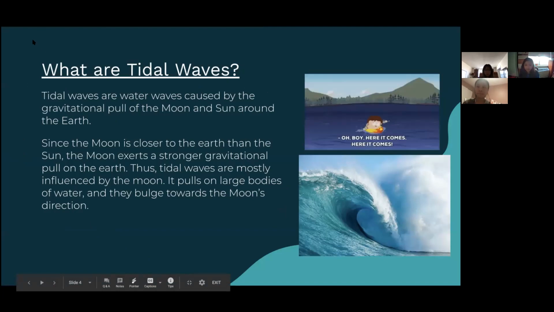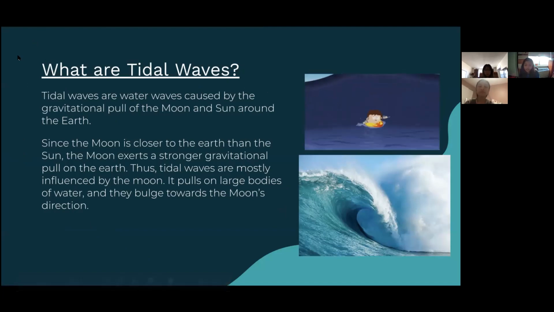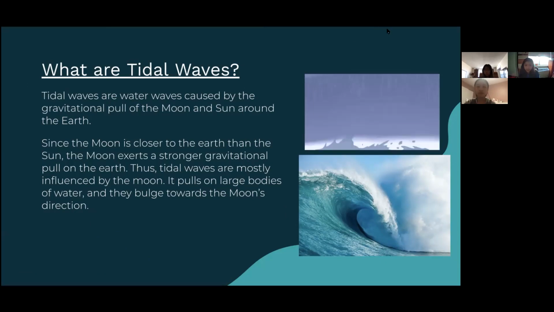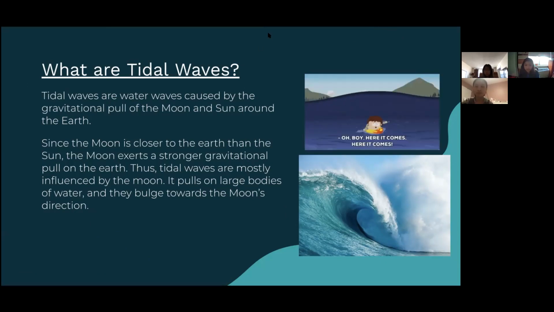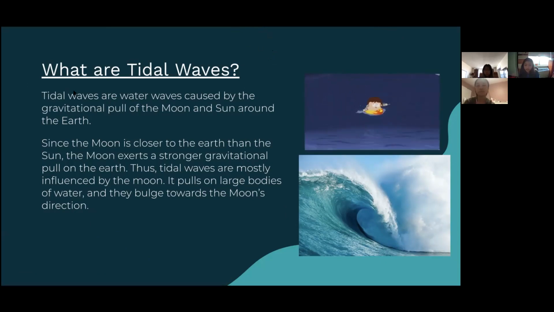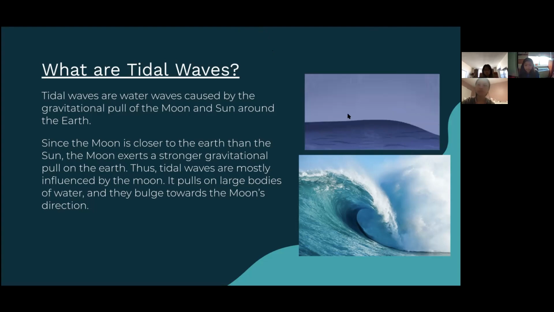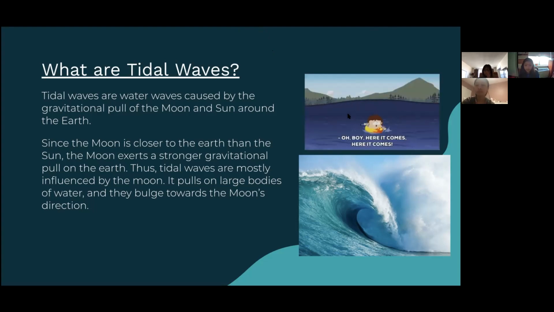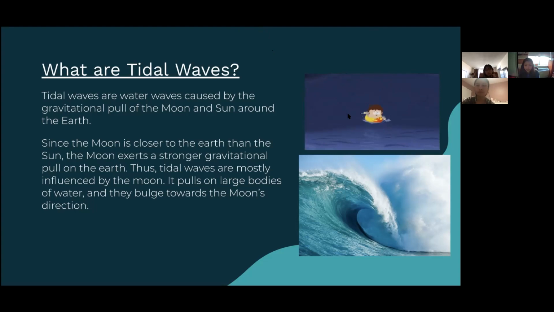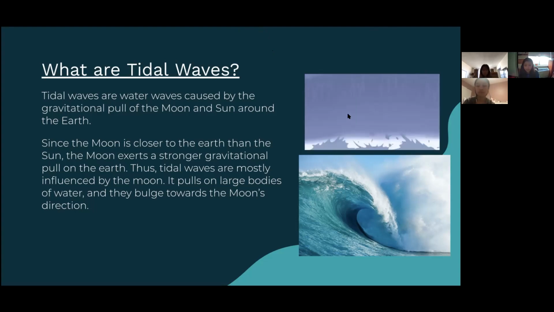So what are tidal waves, right? Tidal waves are water waves that are caused by the gravitational pull of the moon and the sun around the earth. And since the moon is closer to the earth than the sun, the moon exerts a stronger gravitational pull on the earth. Thus, tidal waves are mostly influenced by the moon, and it pulls on large bodies of water and they bulge toward the moon's direction.